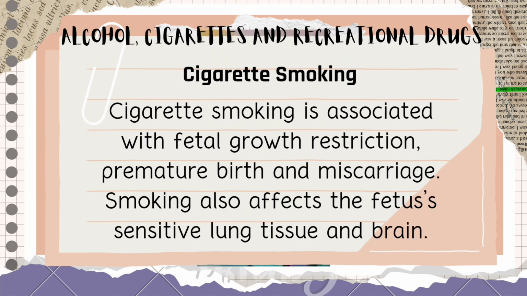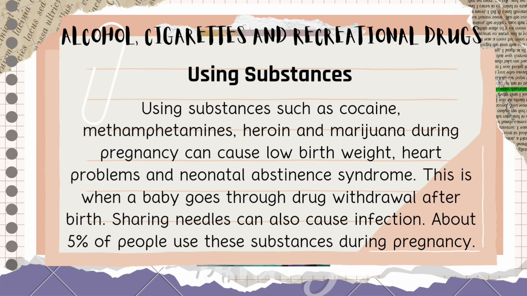Cigarette smoking. Cigarette smoking is associated with fetal growth restriction, premature birth, and miscarriage. Smoking also affects the fetus' sensitive lung tissue and brain. Using substances such as cocaine, methamphetamines, heroin, and marijuana during pregnancy can also cause low birth weight, heart problems, and neonatal abstinence syndrome. This is when a baby goes through drug withdrawal after birth.